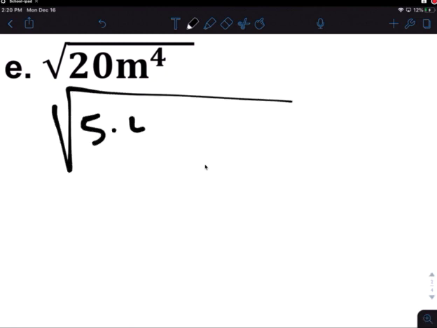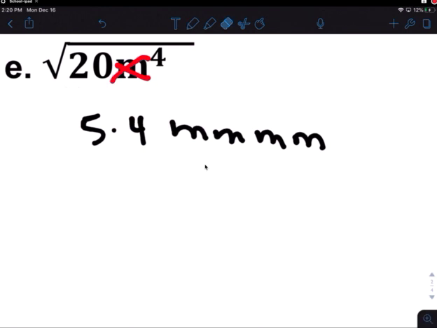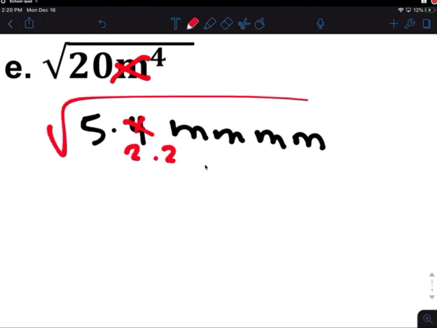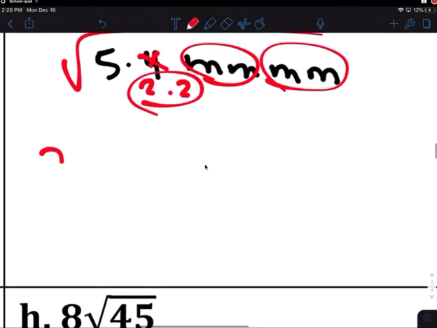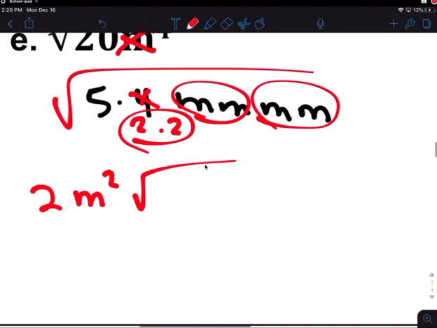5 times 4, 4 times... Okay. It's 2 times 2, so you got 1, 2, and here's 1. 2 to the first, m to the second, and you have the square root of 5 that's still in there without a pair.